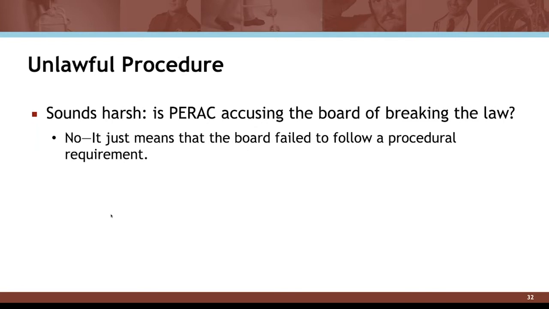Okay, let's look at unlawful procedure. That sounds very harsh. I mean, boards don't like to get a letter from us where we accuse them of breaking the law, okay? That's not what we're doing, okay? It just means that the board failed to follow some sort of procedural requirement, and that's why we have to kick it back. The following slides are going to address some of those reasons why we have to remand for unlawful procedure.